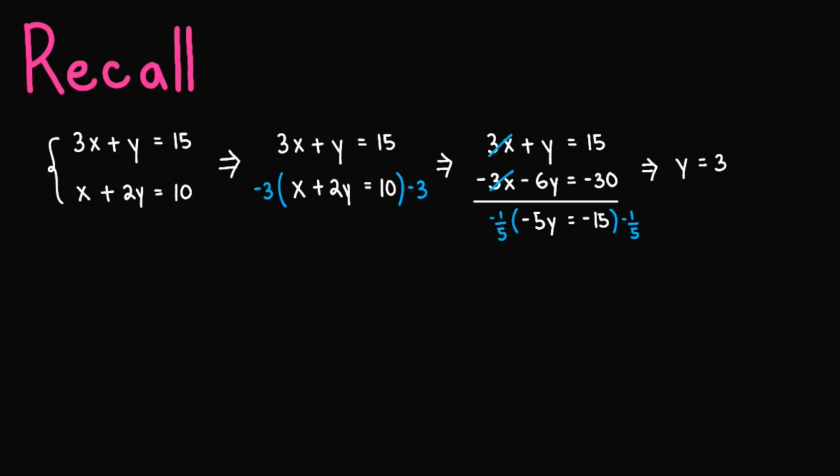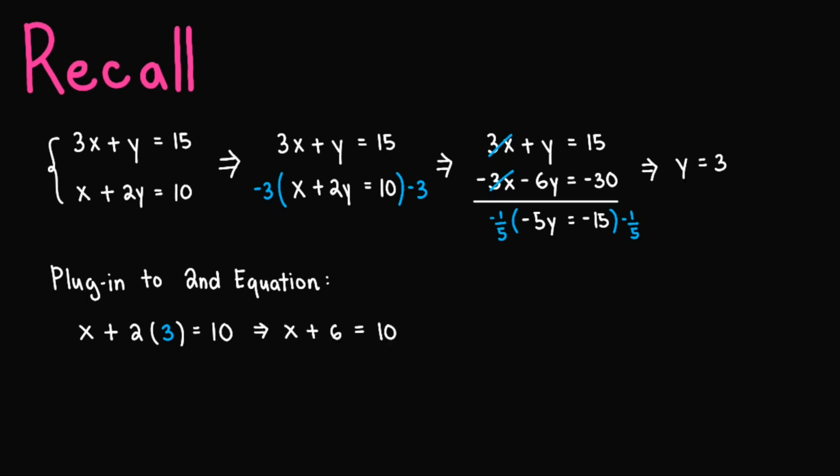From here, we use this obtained value of y and plug it into either the first or the second equation. In this case, we plug it into the second equation, so we get x plus 2 times 3 equals 10. This simplifies to x plus 6 equals 10. Move 6 to the right and we get x equals 4. Using the two values that we obtain, we conclude that the solution for this system of linear equations is the point (4, 3). So that is how we apply the elimination method.